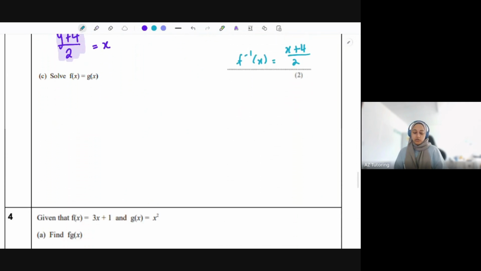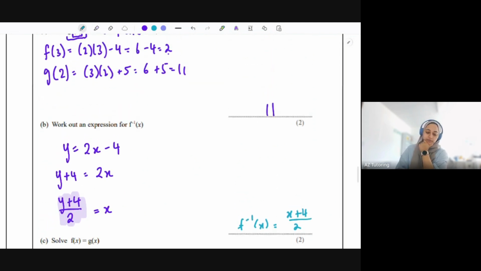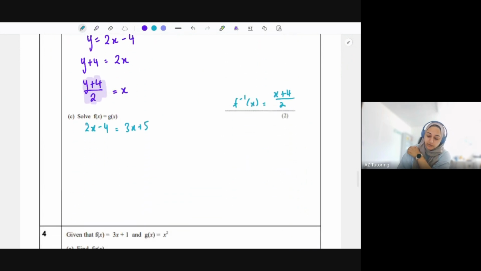Okay. And for part C, we've got f of x equals g of x. Now, if we look up here, all we're doing is, for f of x equals g of x, when we're solving, remember solve just means find x. We're finding the unknown letter. And what we're going to do is we're going to make f of x equal g of x. So f of x equals g of x. I'm just going to plug them into the equation here. So we've got 2x minus 4 equals g of x, which is 3x plus 5. And that's what I'm solving.